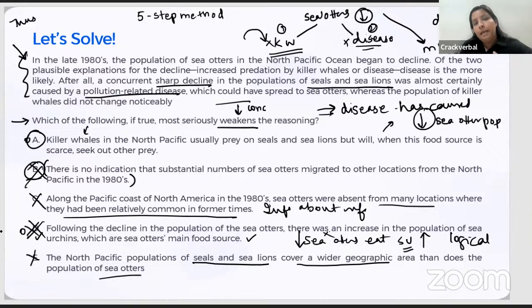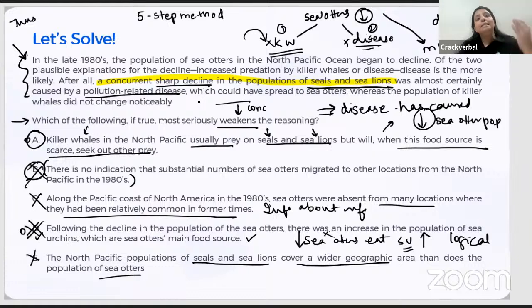Let's look at the option. Killer whales in the North Pacific usually prey on seals and sea lions. I told you, no information is in vain. They've given us this information already, that there was a sharp decline in the population of seals and sea lions. So these killer whales prefer to have seals and sea lions for dinner and lunch. But when the food source is scarce, they will seek out other prey. Scarce is when there aren't enough seals or sea lions to kill and eat, they'll go looking elsewhere. Where else do they go looking?